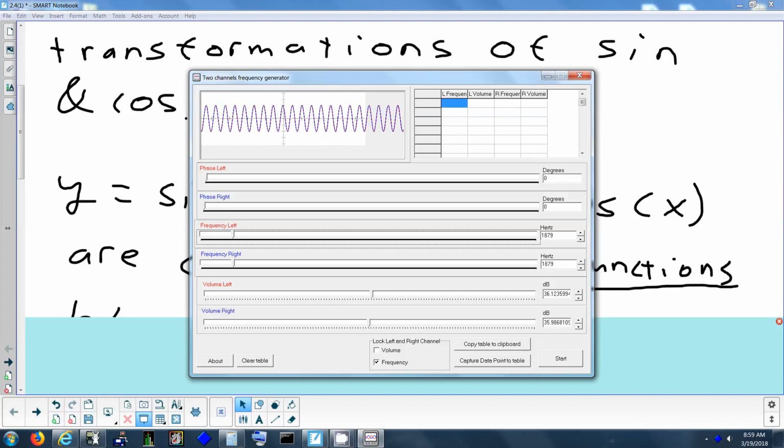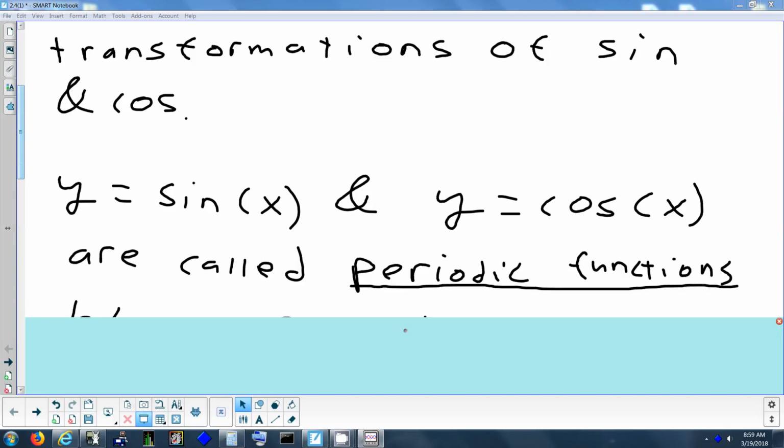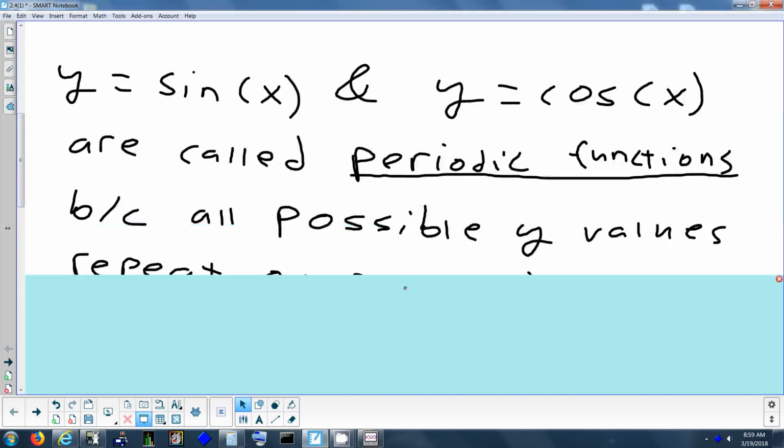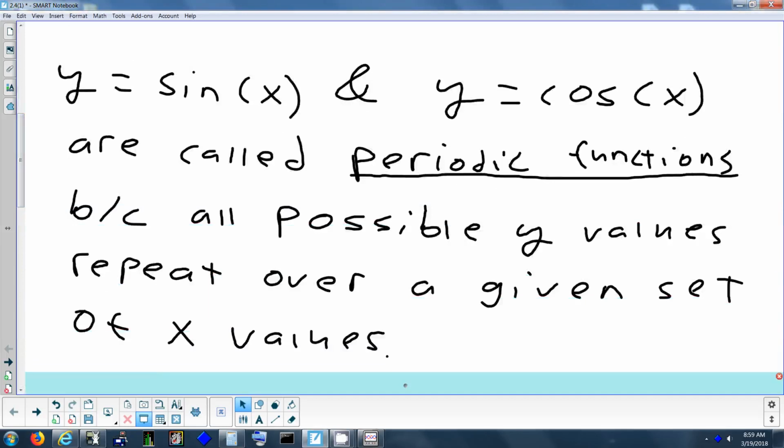But the point is, it's predictable. The speed at which it's cycling never changes in that whole graph. Okay, you could measure it, and it's exactly the same. Sometimes we call that a wavelength, measuring the distance between corresponding points. Okay, so it's a periodic function because the y values repeat over a given set of x values.